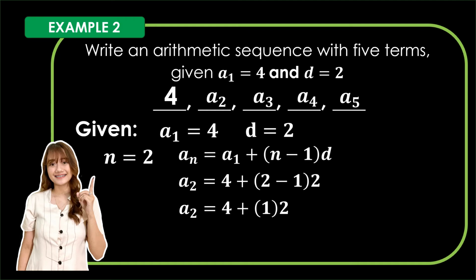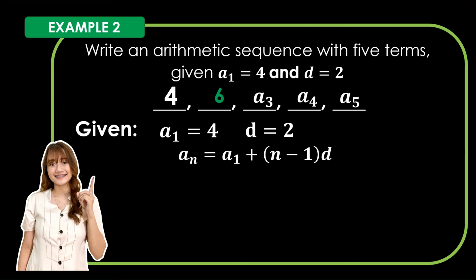Following the PEMDAS rule, we have a sub 2 equals 4 plus 1 times 2. This results in a sub 2 equals 4 plus 2. Since we know that 4 plus 2 is equal to 6, a sub 2 is equal to 6. Now we can substitute the value of a sub 2, which is 6, to our sequence. We have 4, 6, finding a sub 3, a sub 4, and a sub 5.